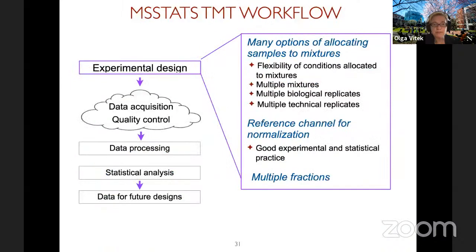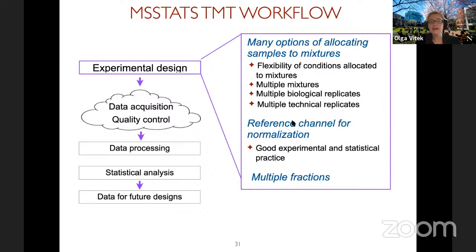So how do we proceed? Well, we kind of mirror the workflow for the label-free experiment, with important modifications. In terms of the experimental design, as we have seen, there are many options of allocating samples to mixtures. And it is very important to think through to make sure that the way we allocate samples and conditions to the mixtures is efficient, so that just by design, it minimizes the uncertainty associated with our signals. And of course, we can have multiple mixtures, potentially multiple technical replicates, multiple biological replicates, and so on.